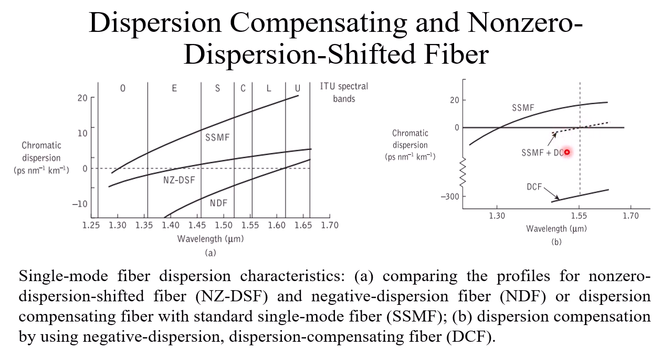That means after having a large length of conventional fiber, we will use a small length of dispersion compensating fiber, so that the overall dispersion of the standard single mode fiber and the dispersion compensating fiber nullify each other, and the overall dispersion becomes zero.